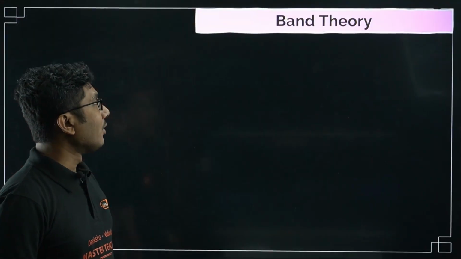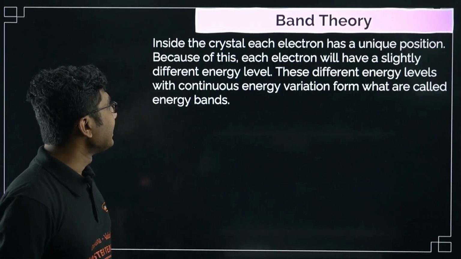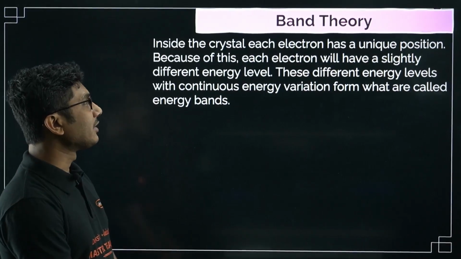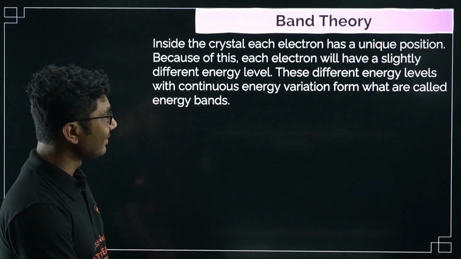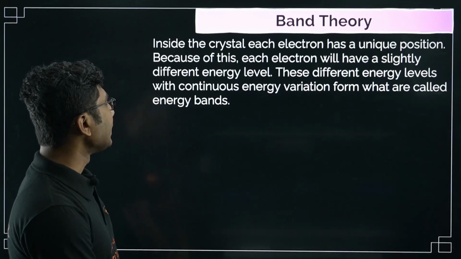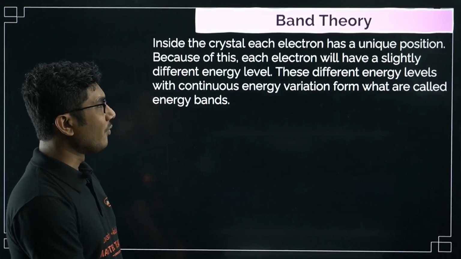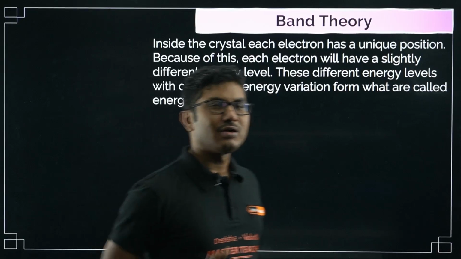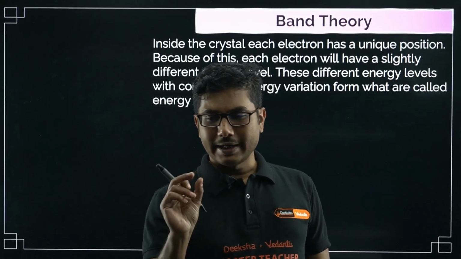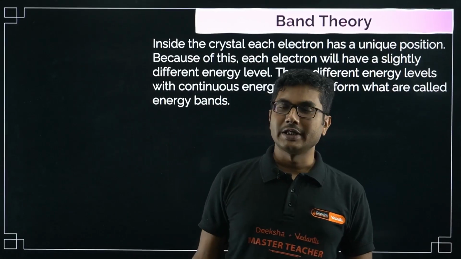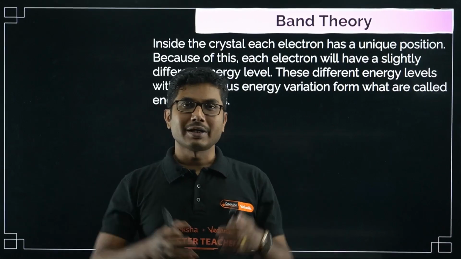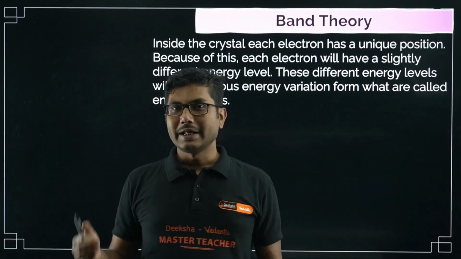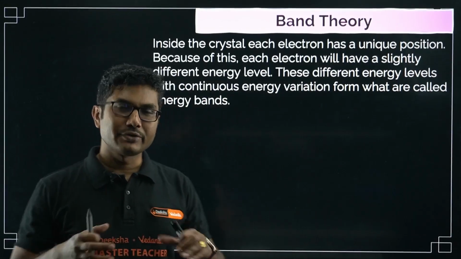Okay, now band theory. What is band theory? Inside the crystal, each electron has a unique position. Because of this, each electron will have a slightly different energy level. These different energy levels with continuous energy variation form what we call energy bands. Okay, so in crystals, each electron is not at the same energy level. Even though we say that the energy of a single orbiting electron is the same, when they are forming a crystal, there is a slight energy variance. So all the electrons inside the crystal do not possess the same amount of energy, even though they are at the same level.